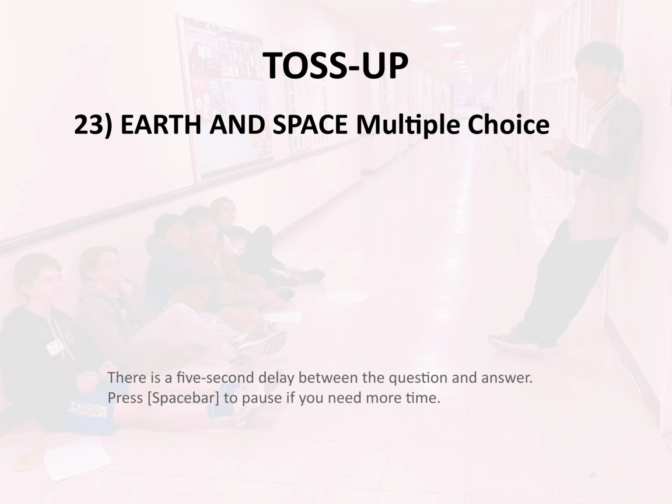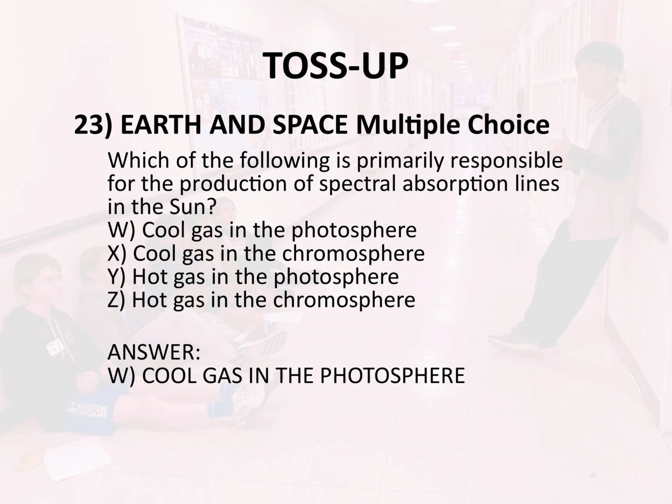Toss-up, 23. Earth and space multiple choice. Which of the following is primarily responsible for the production of spectral absorption lines in the Sun? W. Cool gas in the photosphere. X. Cool gas in the chromosphere. Y. Hot gas in the photosphere. Z. Hot gas in the chromosphere. Answer. W. Cool gas in the photosphere.